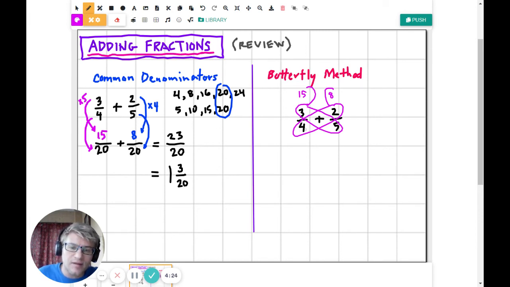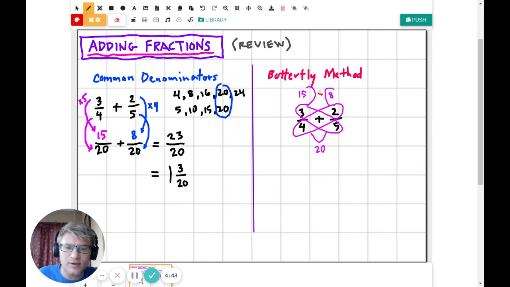Then what you do is on the bottom, you multiply 4 times 5, right? So down here, you put 20. Now notice what we did. Our numbers look a lot like these: 15, 8, and then 20 on the bottom, right? So we take those numbers and we add them straight across. So it's like a shortcut, right?